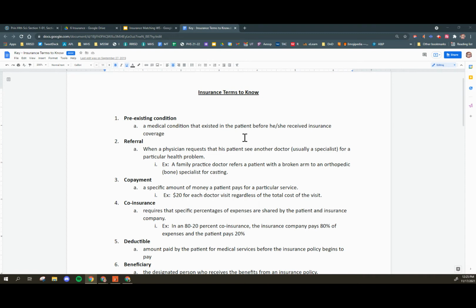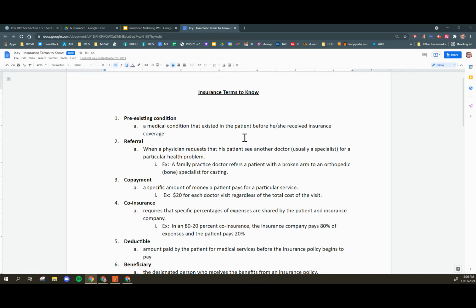Number 2, referral. When a patient requests that their patient see another doctor, usually a specialist, for a particular health problem. Example, a family practice doctor refers a patient with a broken arm to an orthopedic or a bone specialist for casting.